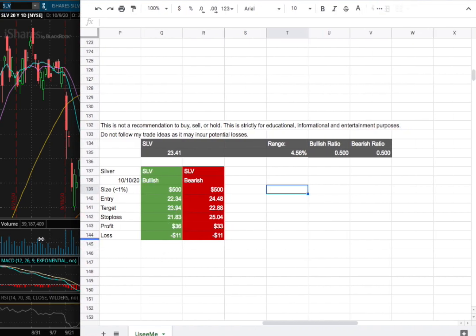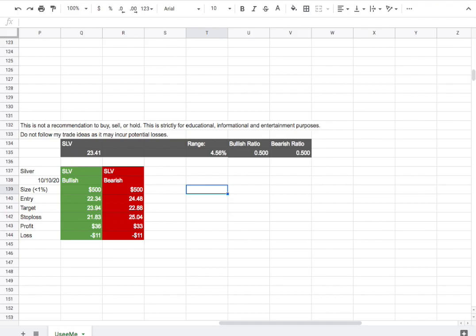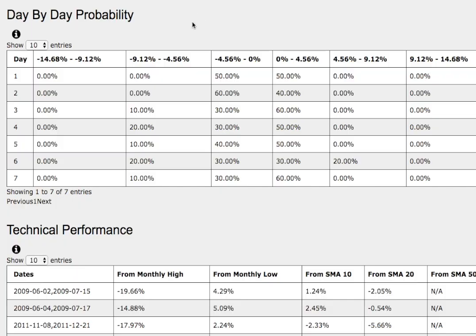So how did I develop these trade ideas? It all comes from the day-by-day probability model, which is available in the link below, so do check it out. As we progress to the 5th day or week of trading, we have a 50% chance for silver to climb between 0 to 4.6%, and to the downside, we have a 40% chance for it to fall between 0 to negative 4.6%, and a 10% chance for it to fall between negative 4.6% to negative 9%.